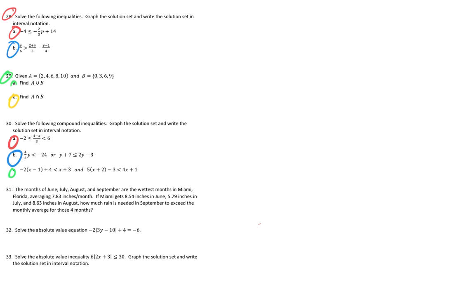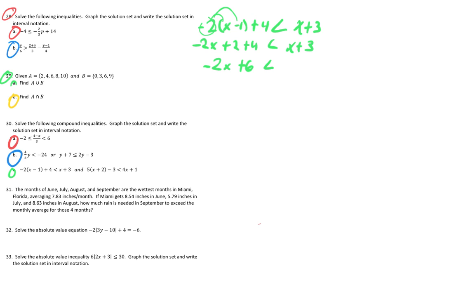Okay, part C. Negative 2x, x minus 1, plus 4, less than x plus 3. So let's distribute this guy. Remember, the negative applies to both. Negative 2x plus 2 plus 4 less than x plus 3. Combine like terms. Negative 2x plus 6 less than x plus 3. Then we'll subtract 3 from both sides. Get negative 2x plus 3 less than x. Add 2x to both sides. 3 less than 3x. 1 less than x.